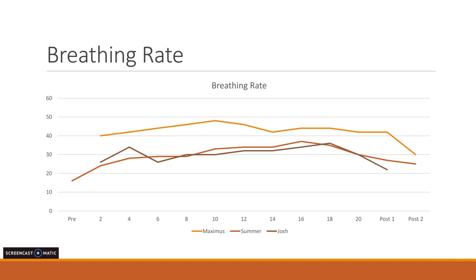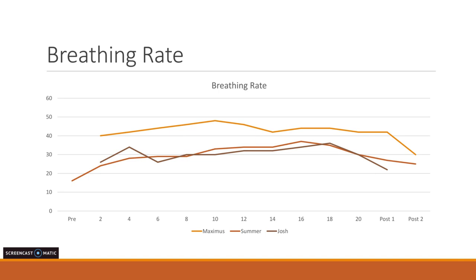The breathing rate of all three participants experienced an increase in the start of exercise. However, Maximus has a higher breathing rate than Summer and Josh. This could be linked to him working maximally for part of the test, but still follows the trend of normative data by increasing at the start and staying relatively level throughout exercise, and dropping at post-exercise. The same happens for Summer and Josh with staying with the normative data.